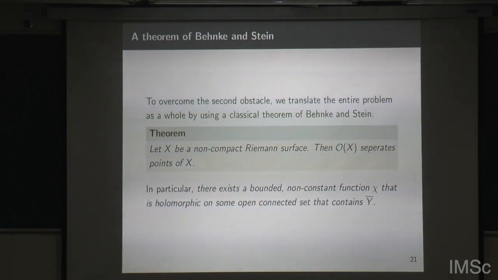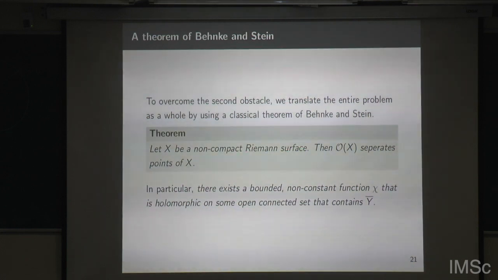Now for the second problem, the lack of special charts, there is no such problem if everything was happening in a domain in Cn. So what we did was we translated the entire problem to a domain in Cn by using a classical theorem of Behnke and Stein. The theorem of Behnke and Stein says that on any non-compact Riemann surface, the space of holomorphic functions separates points of X. That means given any pair of points x, y on a non-compact Riemann surface, I can find a holomorphic function f such that f(x) is not equal to f(y).